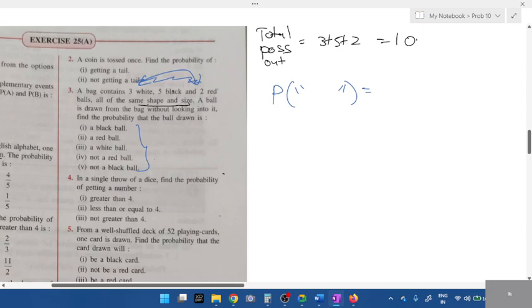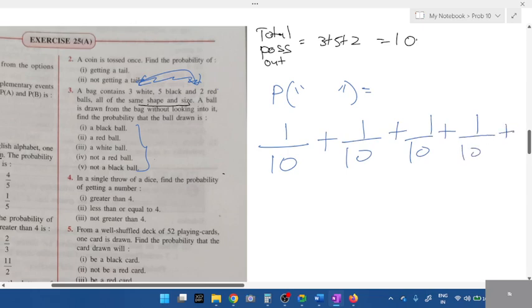What's the total count? 5 plus 3? Tell me. 8. 8 by 10. Yes, 4 by 5. Even logic is the same, student. See, if it is not a red ball, first time when you pick, imagine 1 by 10 white. Second time you get again a white ball, 1 by 10. Again a white. Then 5 times black. 5 times 1 by 10.